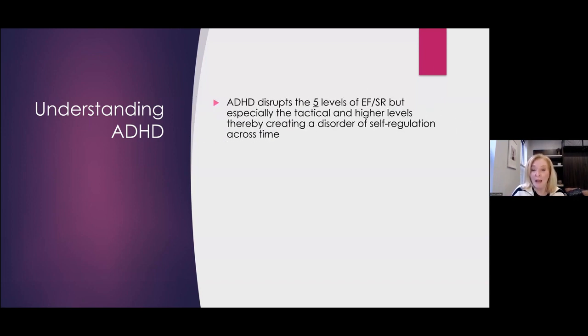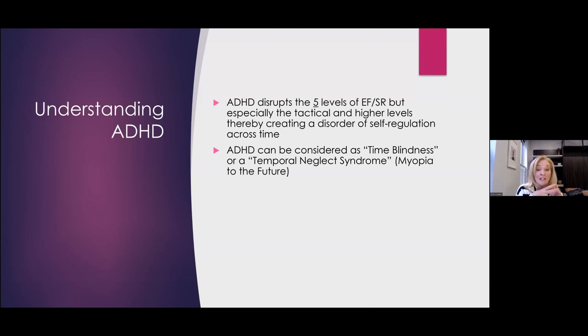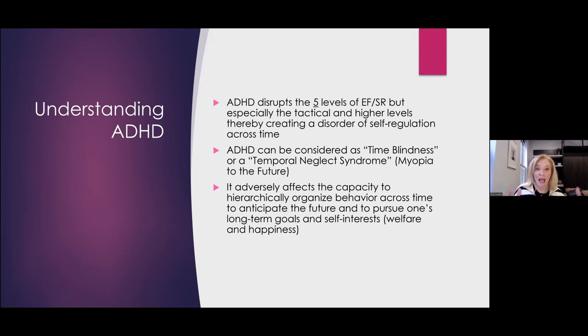So what does that mean? ADHD disrupts the 5 levels of executive functioning, but especially the tactical and those higher levels. Thereby, it creates a disorder of self-regulation across time. Many of us believe that ADHD can be considered time blindness or a temporal neglect syndrome, like myopia to the future. They just can't even imagine the future. And we do know that time is impaired in people with ADHD, their ability to get a sense of time.